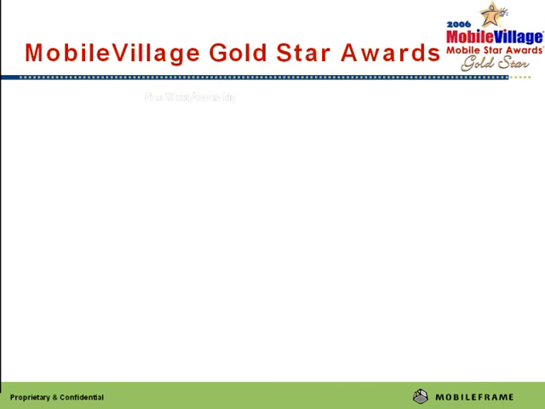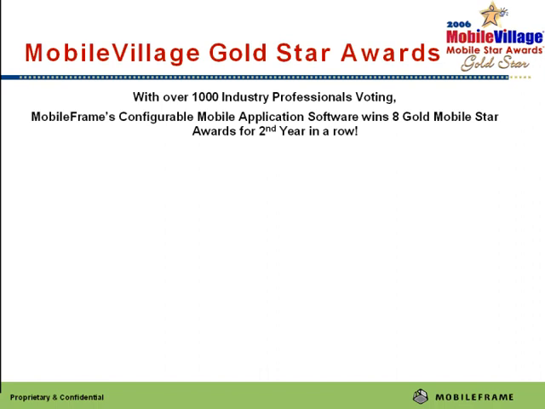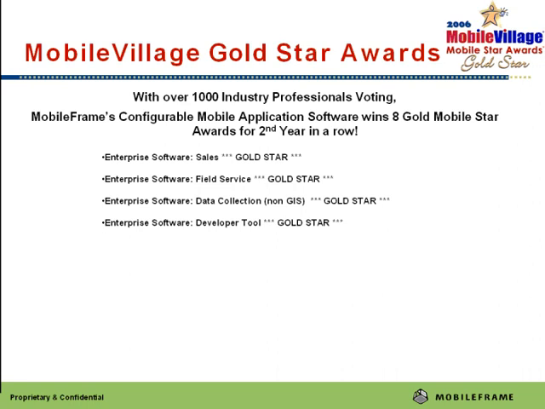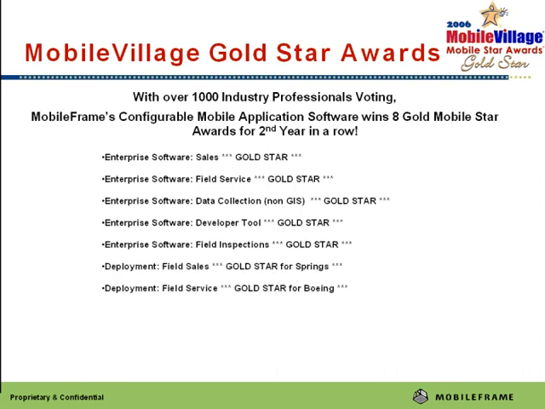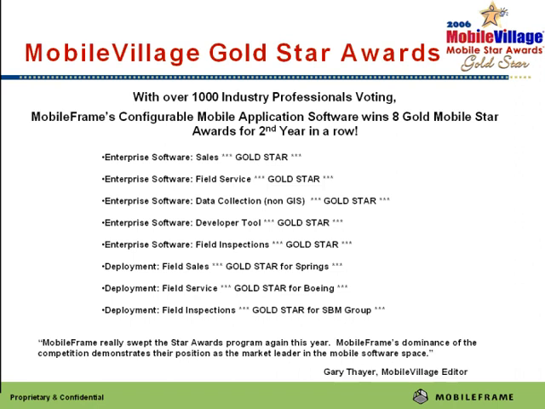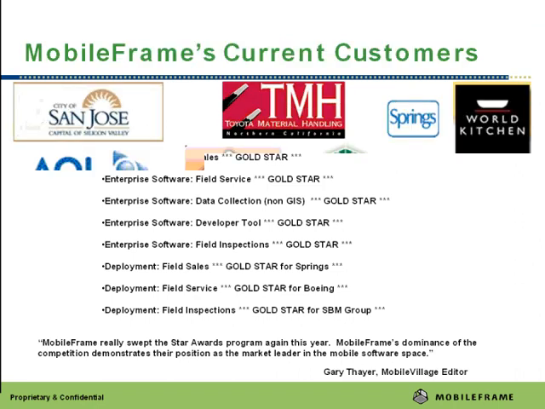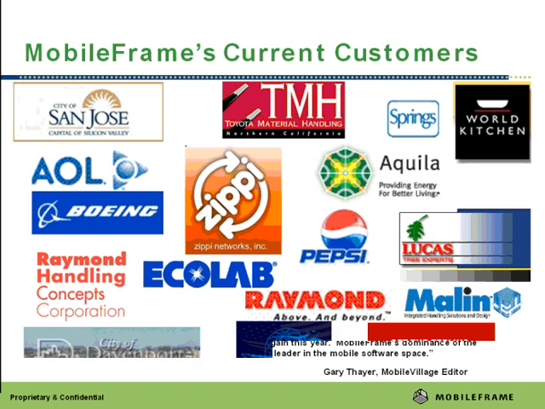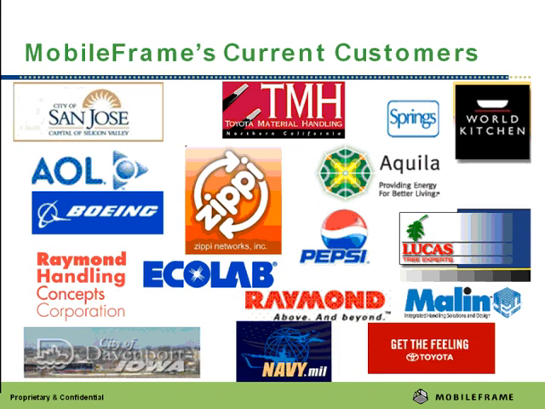Now every year in our business there's the Mobile Village Gold Star Awards, and this year there were 1,000 votes cast, and for the second year in a row we swept gold in all 8 categories that we entered. So it's nice how the industry has really voted us as best of class. And then in addition to some of that industry recognition, we also have very big account names, AOL, City of San Jose, Boeing, Toyota, a lot of names that you'll know here. And all of our accounts, Aquila, all of our accounts are using our system in different ways, doing a lot of work order management out there, some field sales, a little bit of everything.